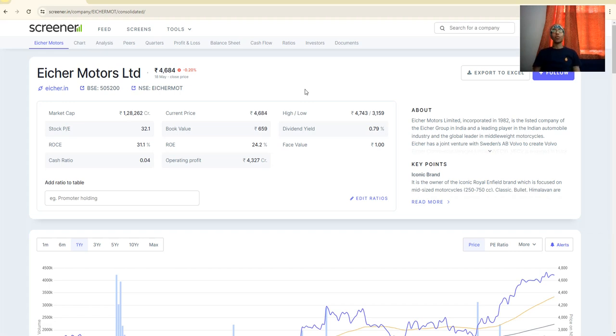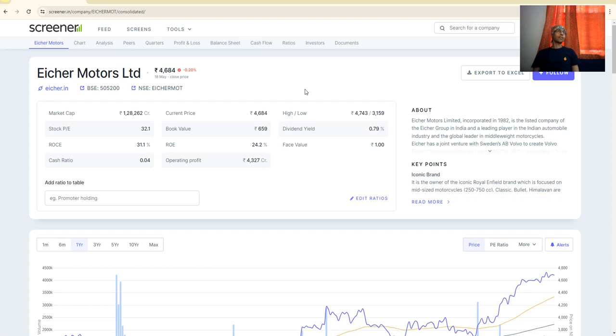So these 4 things, basically ratio analysis, income statement analysis, balance sheet analysis, and cash flow statement analysis, go hand in hand. You cannot actually separate them. So now we will do a demo with a stock called Eicher Motors. I will myself try to analyze it in terms of these 4 aspects.